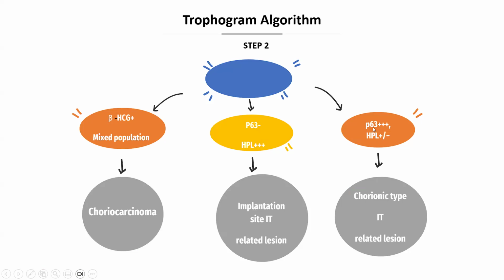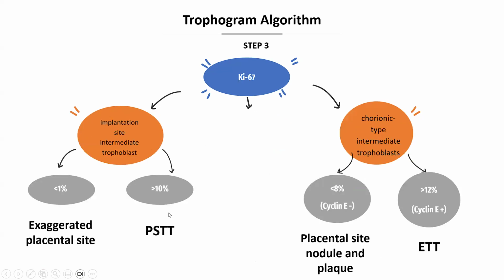On the other hand, if we have the P63 diffusely positive with an HPL that is focal or negative, this is probably a chorionic type intermediate trophoblast related lesion. How can we spot the benign versus the malignant counterpart using the Ki67? In the implantation site, if the Ki67 is less than 1%, this is an exaggerated placental site. If more than 10%, this is a placental site trophoblastic tumor.